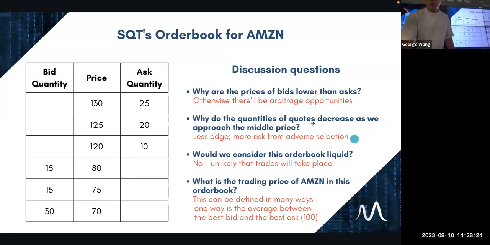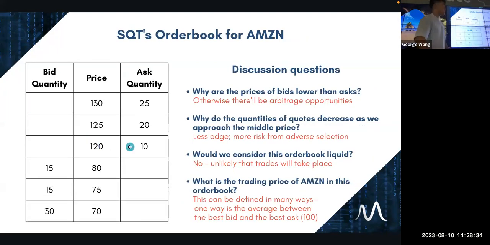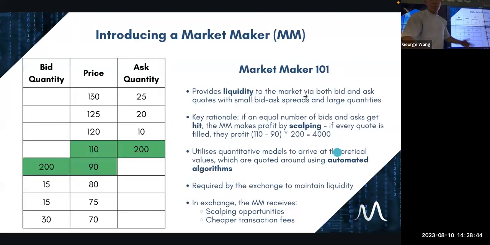Okay, cool. So now we're going to introduce a market maker. This is the core reason why you don't see this in the real world, because nobody's ever trading here. Everybody's sad. You can't really buy anything, you can't really sell anything. The exchange doesn't have any trades. Not good. So a market maker is somebody that provides liquidity to the market.